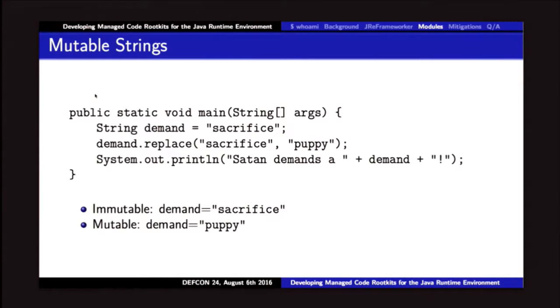So here's another one. I reordered my examples here. This one is just to show off the other things. Normally, if you call the string replace method, it doesn't modify the variable it's operating on, the receiver variable. So if we demand replace sacrifice with puppy, it wouldn't do anything. The normal behavior would be that it says it demands a sacrifice. But if we make strings mutable and make this actually modify the behavior, then string replace works how some people think it works, and actually prints Satan demands a puppy.